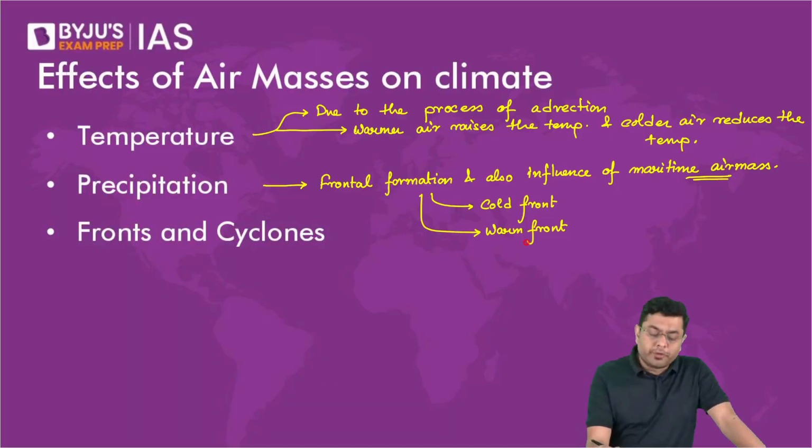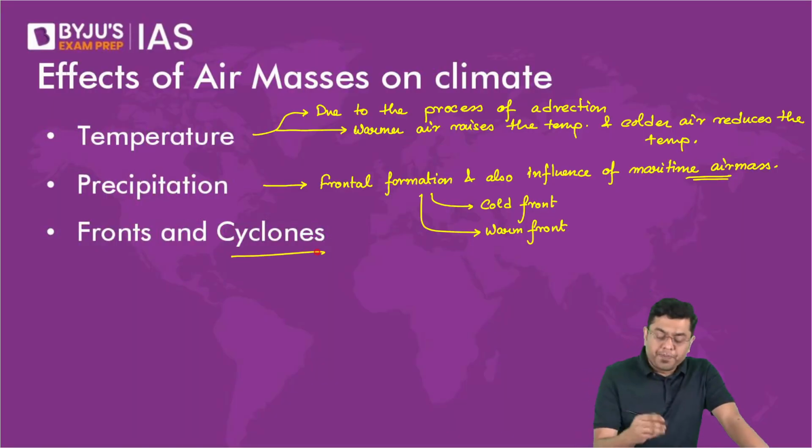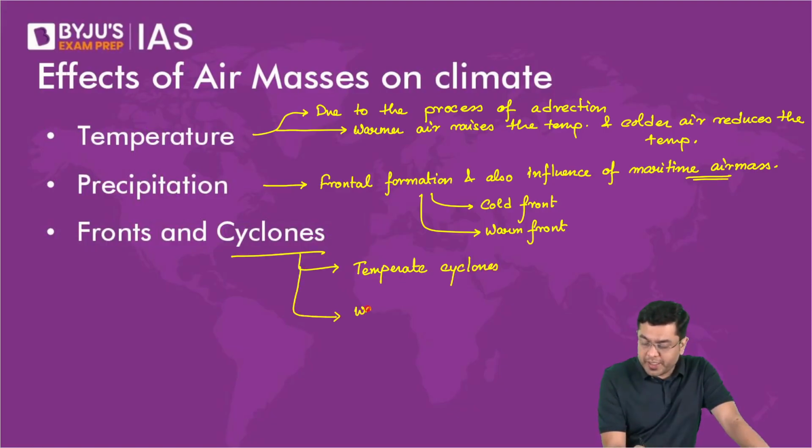Then this also ends up creating cyclones in the process. So air masses can create temperate cyclones when you have a front formation, and also when you have moist air masses, warm and moist air mass, that ends up creating tropical cyclone.